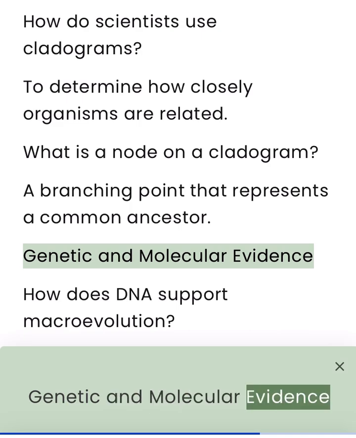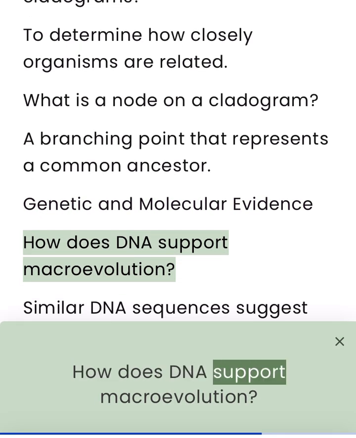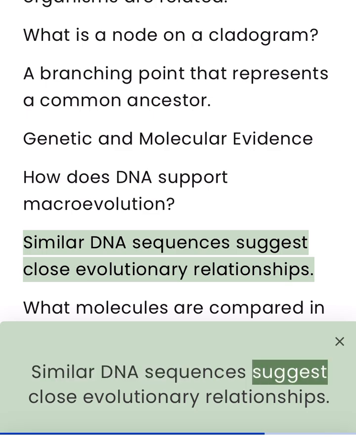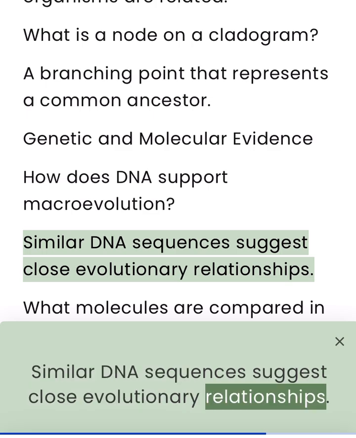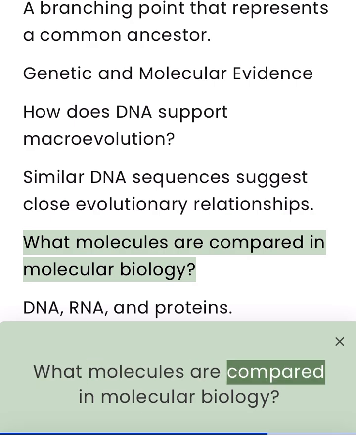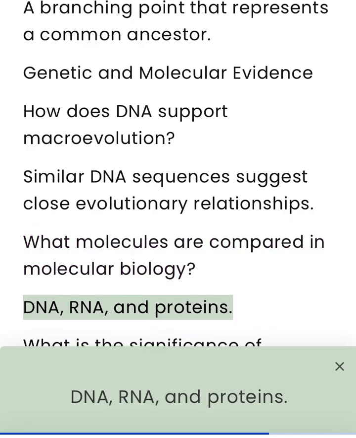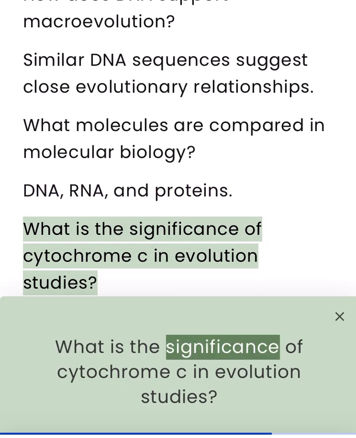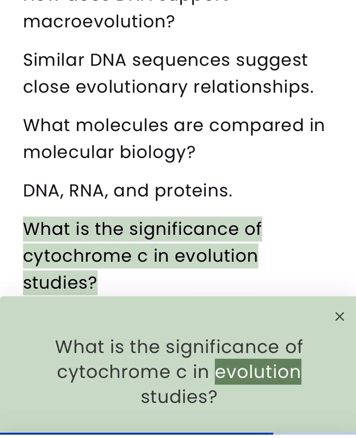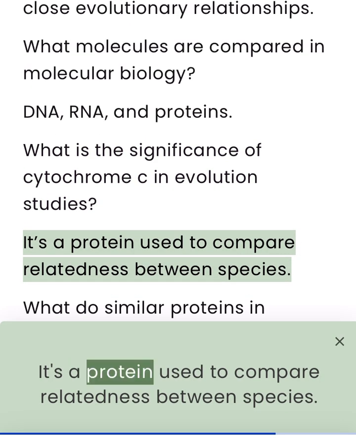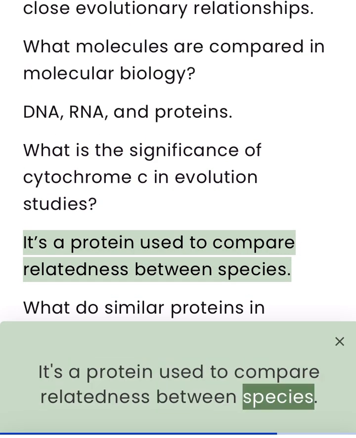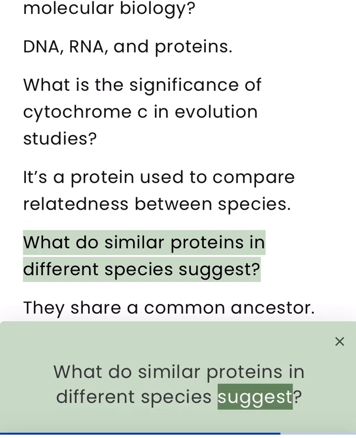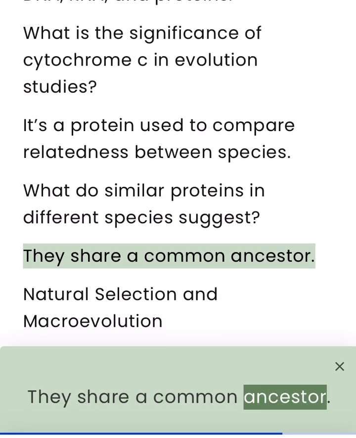Genetic and molecular evidence. How does DNA support macroevolution? Similar DNA sequences suggest close evolutionary relationships. What molecules are compared in molecular biology? DNA, RNA, and proteins. What is the significance of cytochrome C in evolution studies? It's a protein used to compare relatedness between species. What do similar proteins in different species suggest? They share a common ancestor.